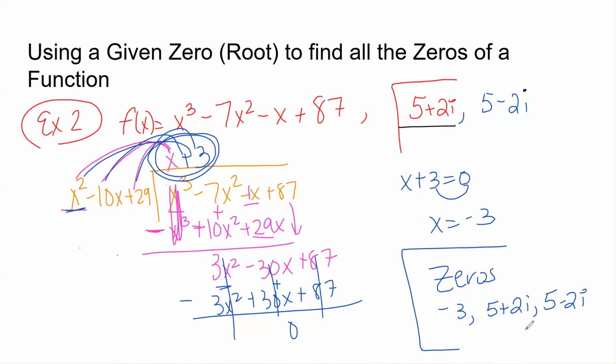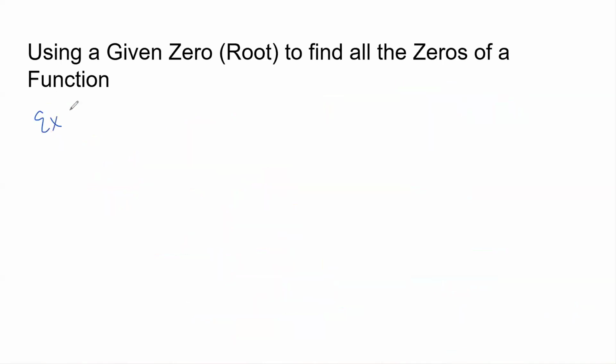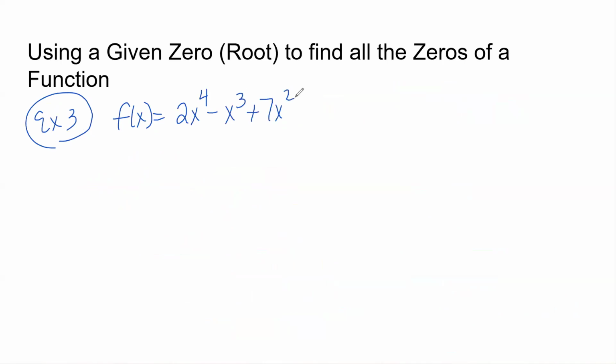Alrighty. So I've done 2 cubics. I'd like to do a 4th degree. Okay, example 3. The function is 2x to the 4th minus x cubed plus 7x squared minus 4x minus 4, and the given 0 or root is 2i. So automatically we get his partner, negative 2i.